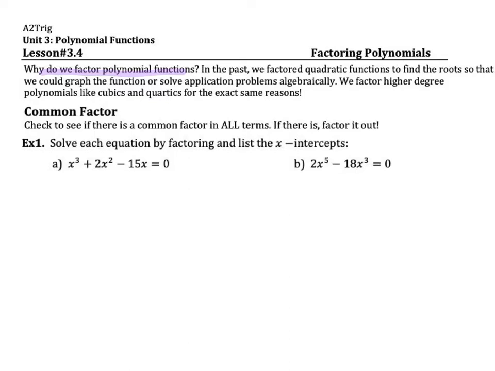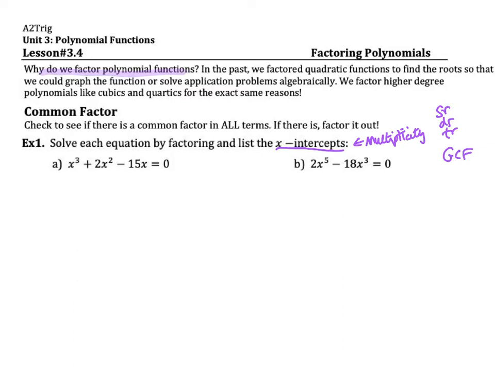It says, solve each equation by factoring and list the x-intercepts. Not only are we going to list the x-intercepts, we're going to talk about the multiplicity of each one. Is it a single root, a double root, a triple root? We probably won't get more than that, but who knows? Okay, so let's look at example 1A and B. The key here is going to be to factor out the greatest common factor, the GCF.